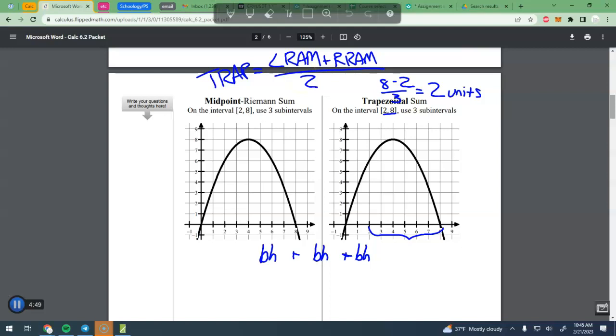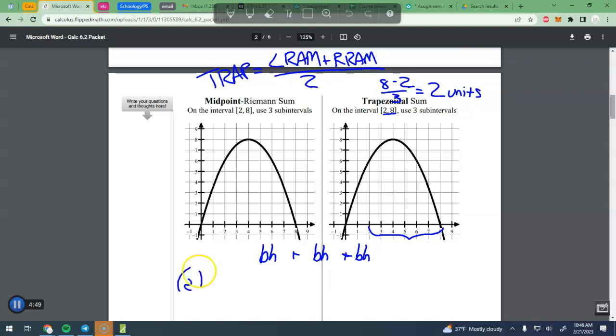So if you've done left and right already, there's no reason to do trap. You can just take your 2 numbers and average. Like if you did left RAM and it was 10, RRAM was 12, trap's 11. You don't have to do any numbers. But if you're just asked for trap by itself, it's probably faster to use the trap method than to find the left and the right both. Kind of doing the same thing.